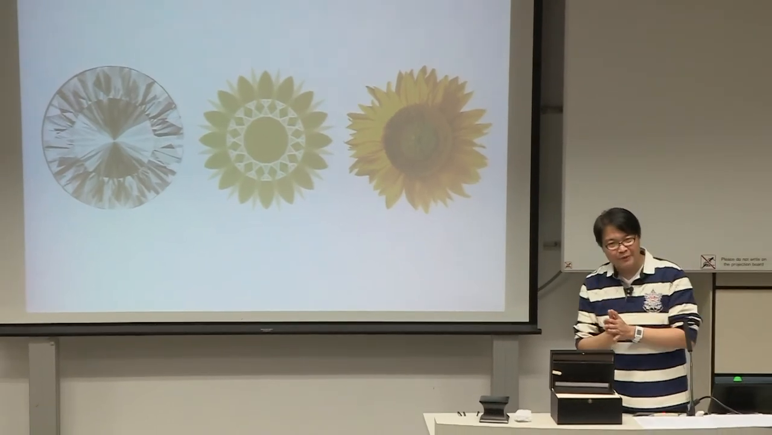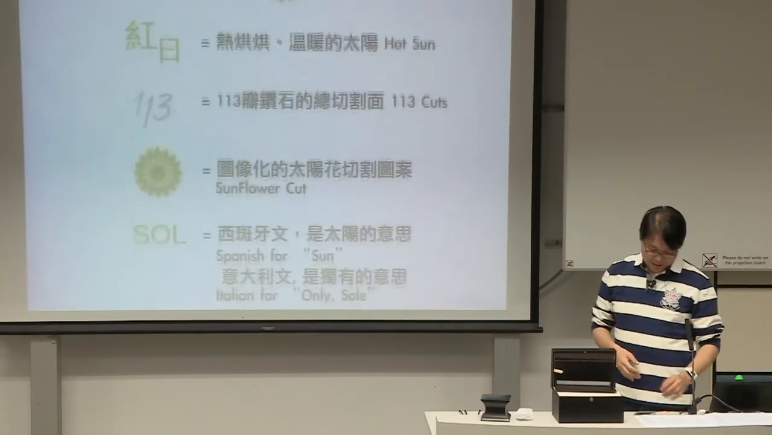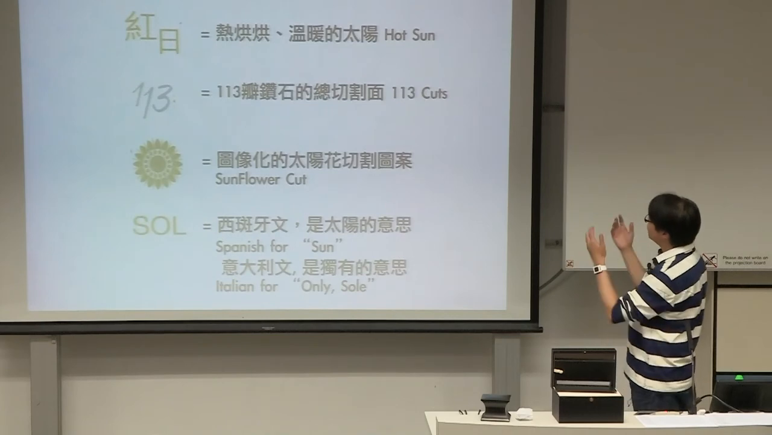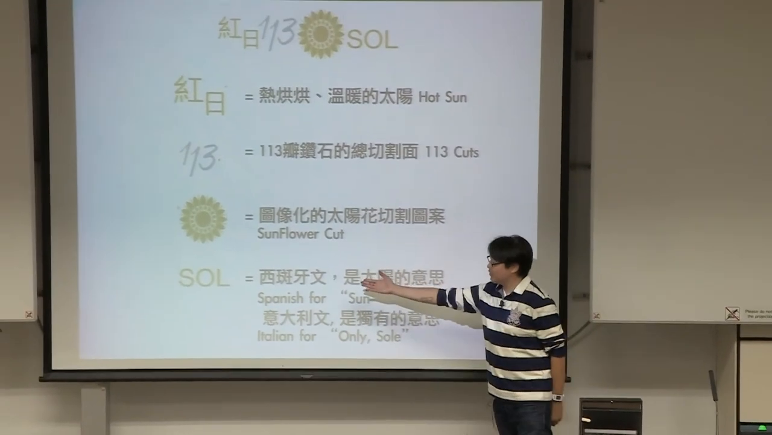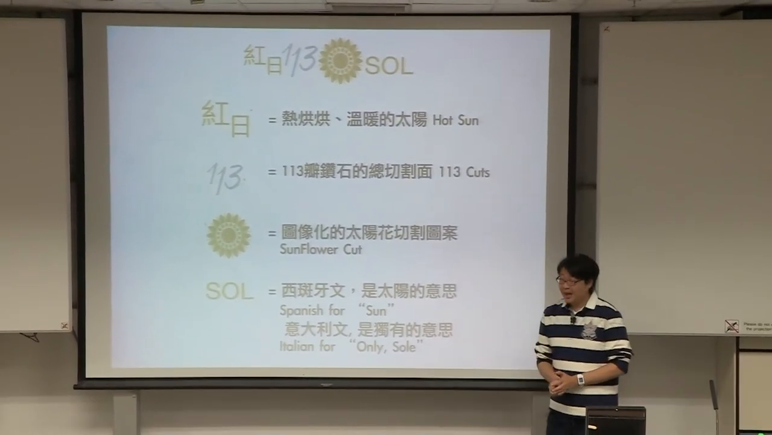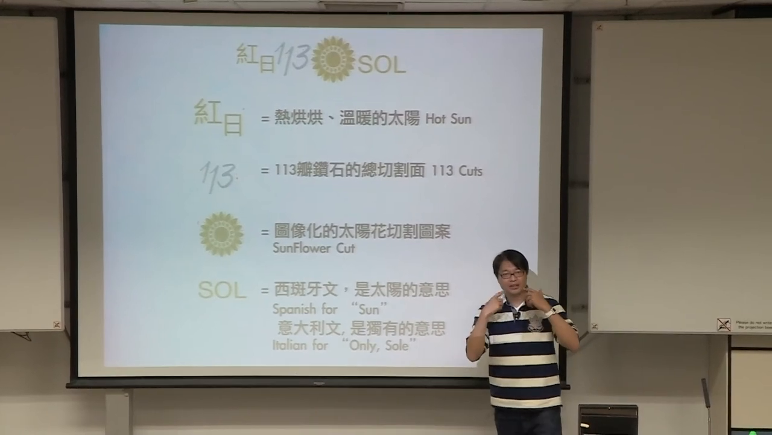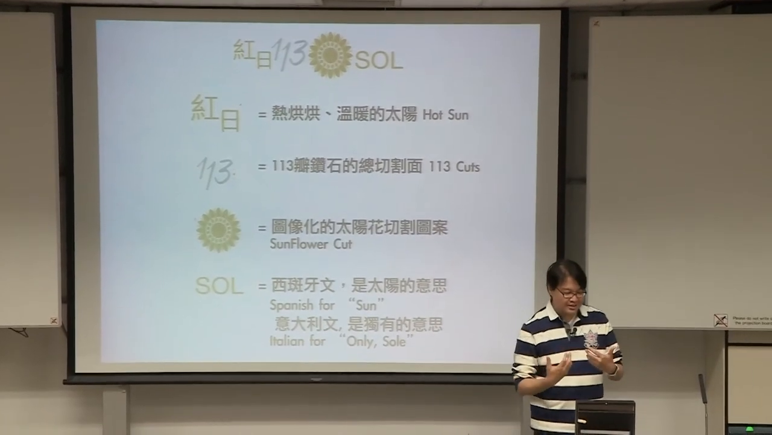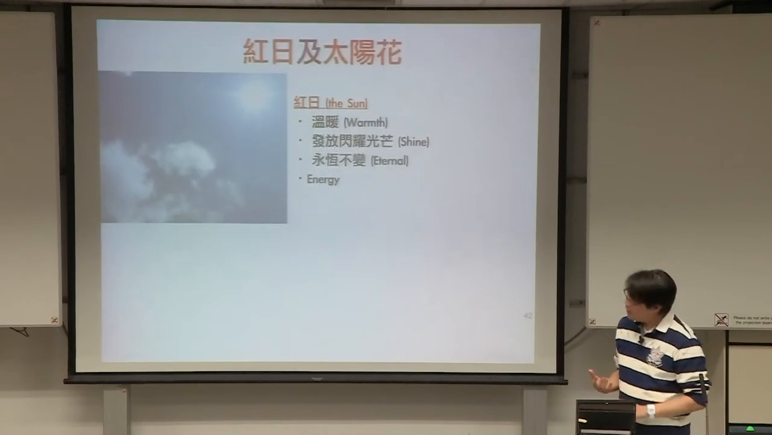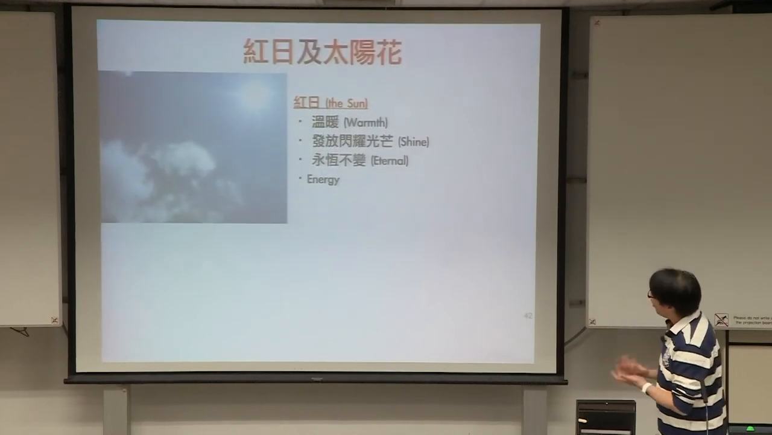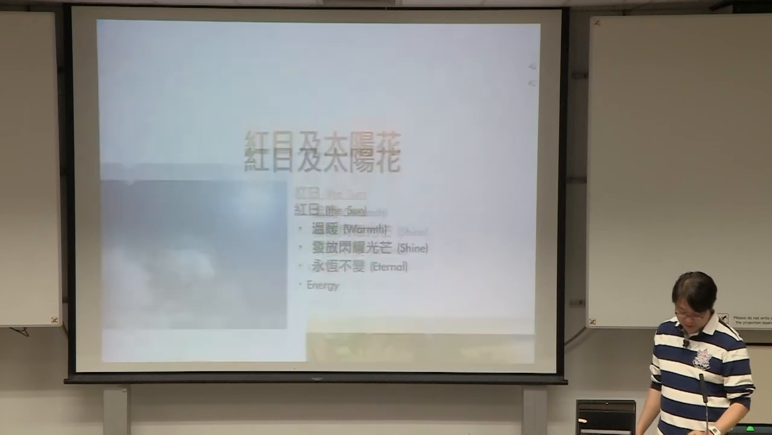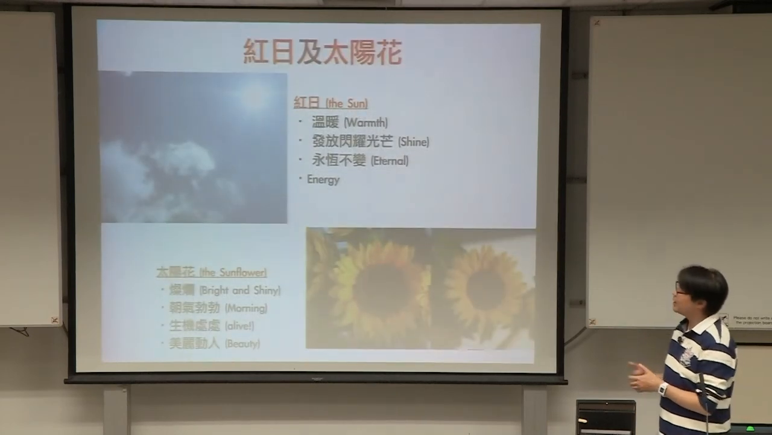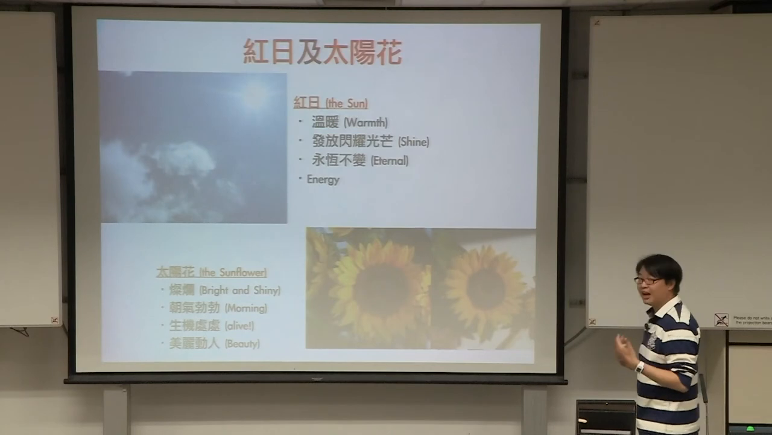Let's say the engagement value is one, but let's say this is about youth. This is about a hot sun. This is about the sun. In Spanish, sol means sun, but in Italian, it means you are the only one. So it means a little bit different. Using that, we associate it with the sun, which is warm, which is shiny, which is eternal, which is youth, which is energy. And we also associate that with bright and shiny, morning, alive, and beauty.